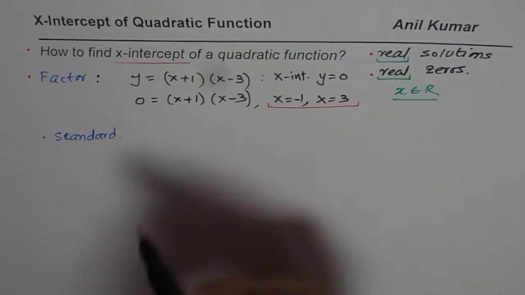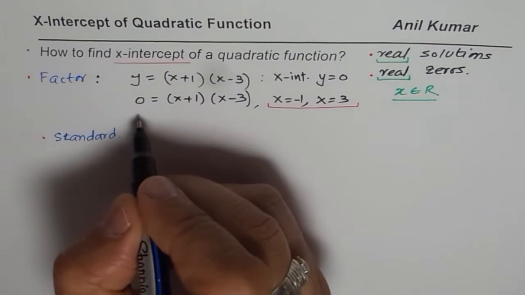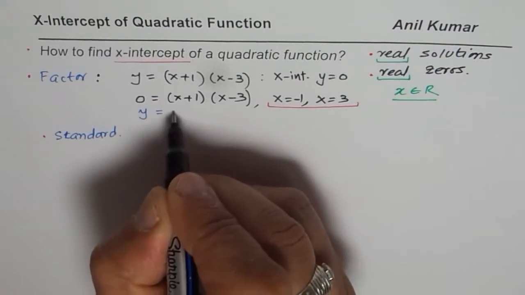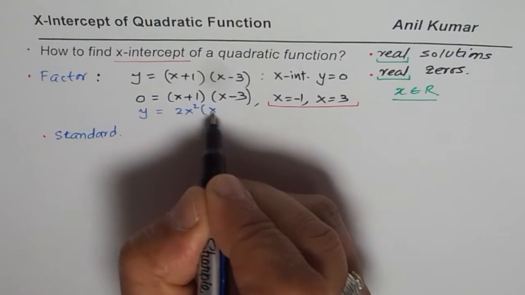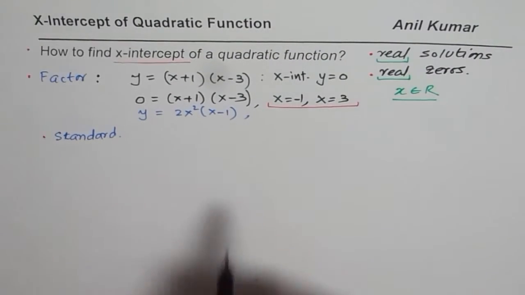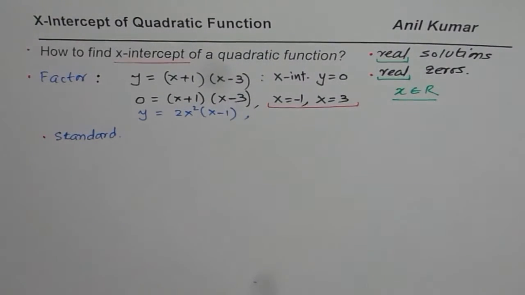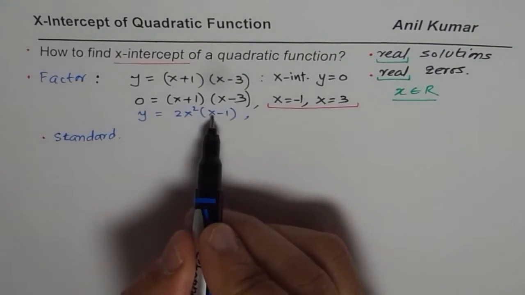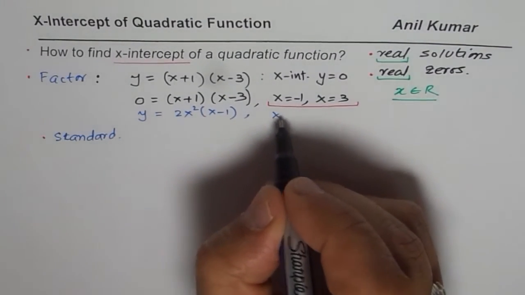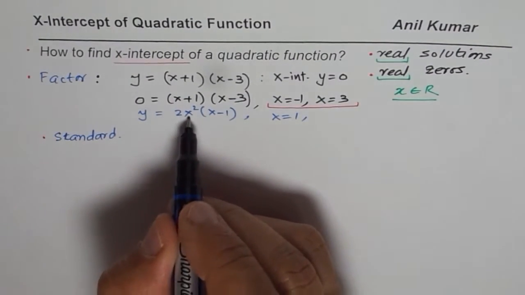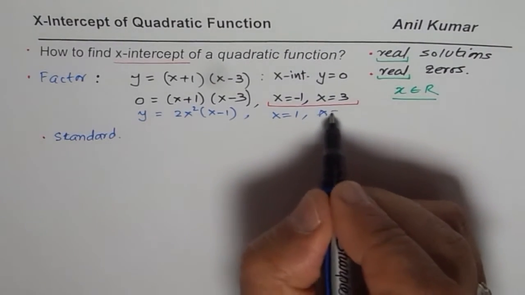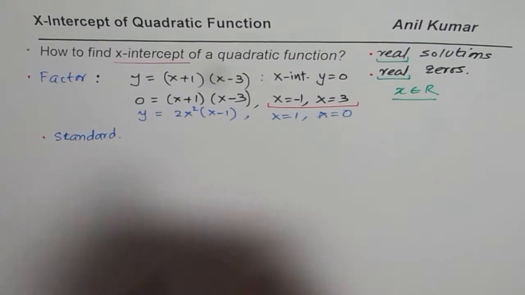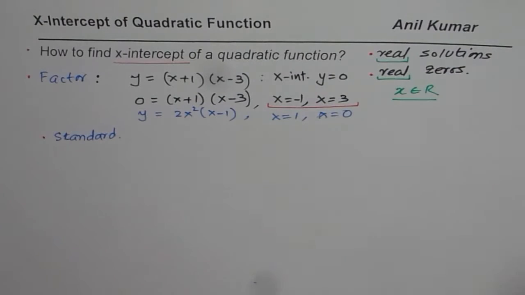Let me take another example. Sometimes we could have something like this. y equals, let us say, 2x squared times x minus 1. Now can you write down the solution for this one? Well, simple. x minus 1 could be 0 for x equals 1, and 2x squared could be 0 for x equals 0. So we have two x-intercepts, correct? Now 1 and 0, correct? So we may get x-intercepts like this.